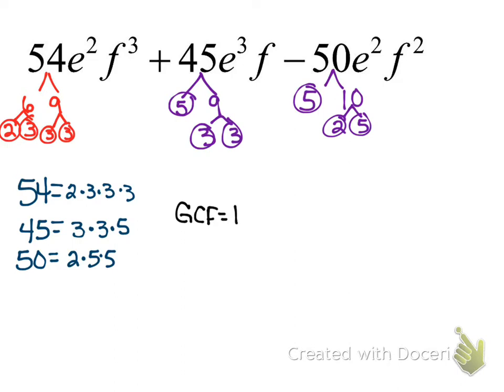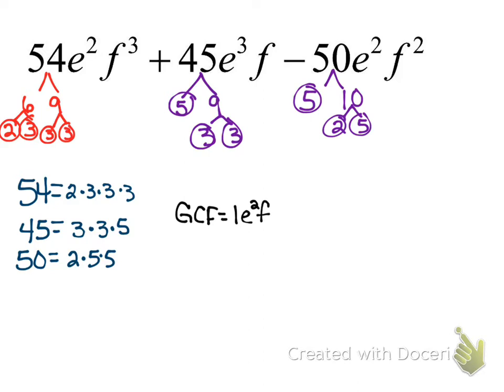And then we have to look at our variables. Right? Do they all have an E? Yep. Okay. Which one do I pick? E squared. E to the second, because it's the one with the smallest exponent. Okay. Do they all have an F? Yep. Which one do I pick? F, because it's the smallest.